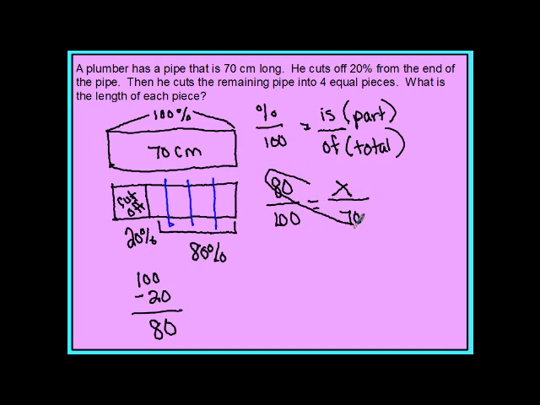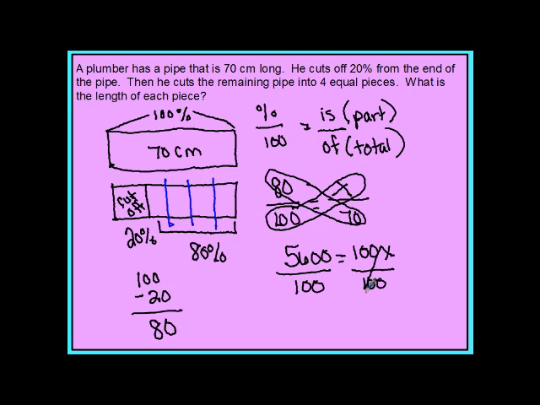Now I will cross multiply to solve the proportion. 80 times 70 is 5,600, and then 100 times x is 100x. And now I divide by 100 to isolate that x. And 5,600 divided by 100 is 56. And what that tells me is that this whole piece here is 56 centimeters long.